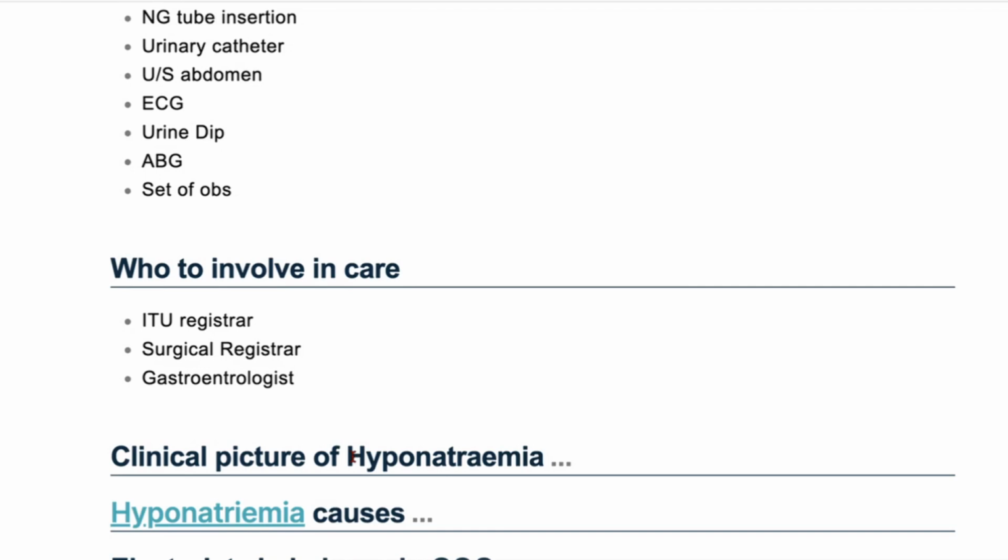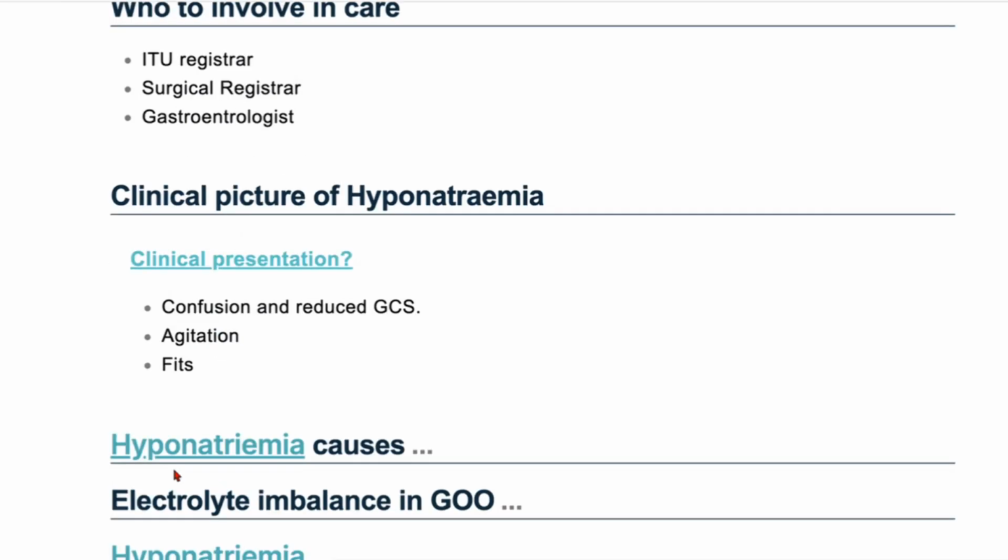Of course. What is the clinical picture of hyponatremia? So the clinical picture of hyponatremia in this circumstance would be reduced GCS, delirium, and also it can cause seizures and fits. That's from a neurological point of view. From a cardiorespiratory point of view, the patient might be in an arrhythmia secondary to hypokalemia. Very good. In terms of causes of hyponatremia, what are these?